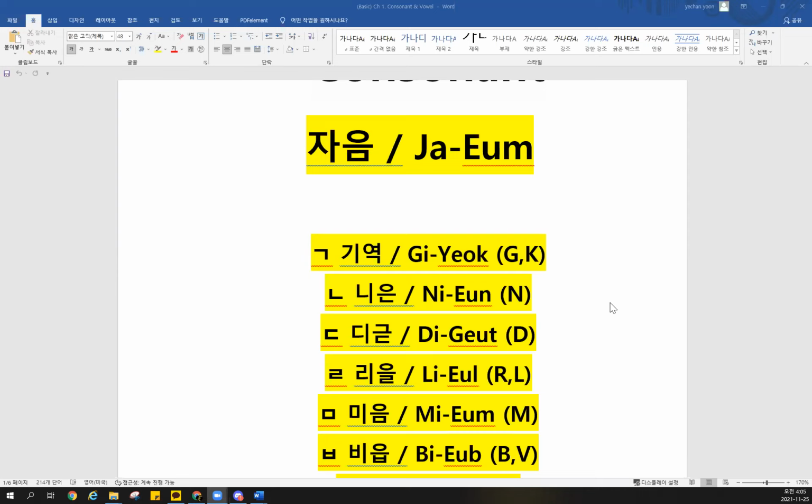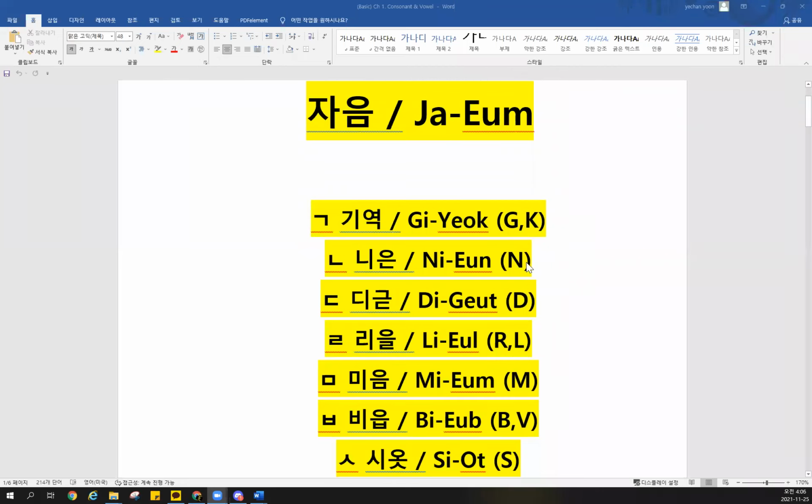All right, the first one is 기역, and you can write that it sounds like g. Not exactly g, but you can pronounce it as ko. Writing is going to be G and K, G and K. And the next one is 니은. Sounds like no. You can write it with N.